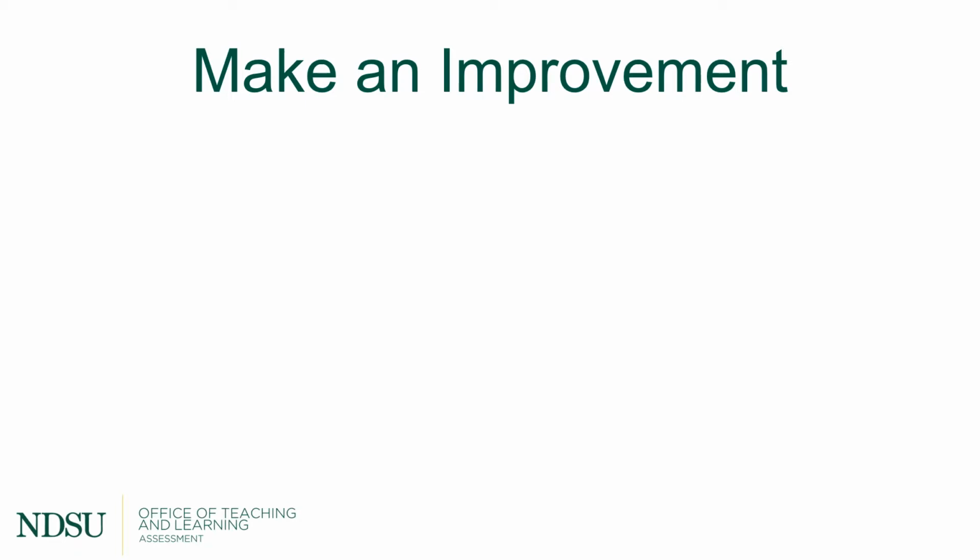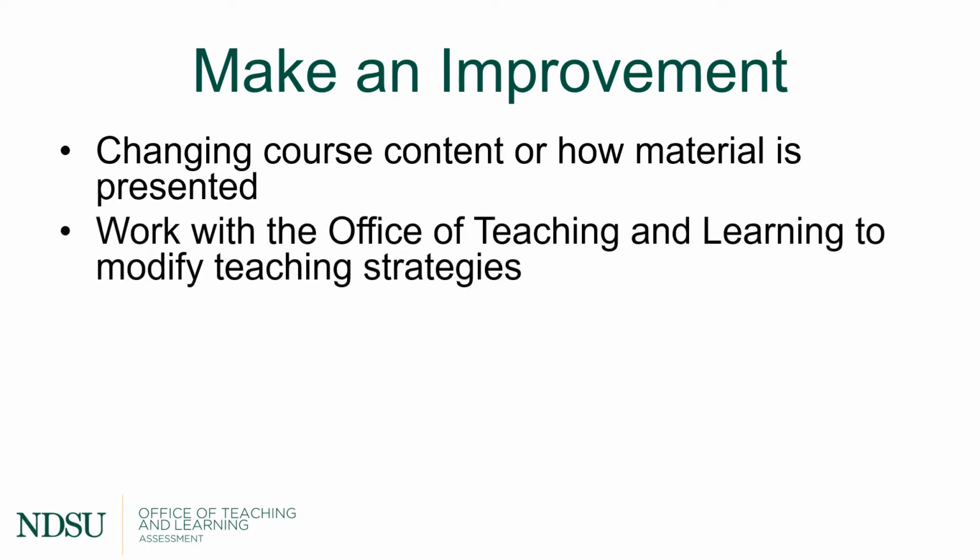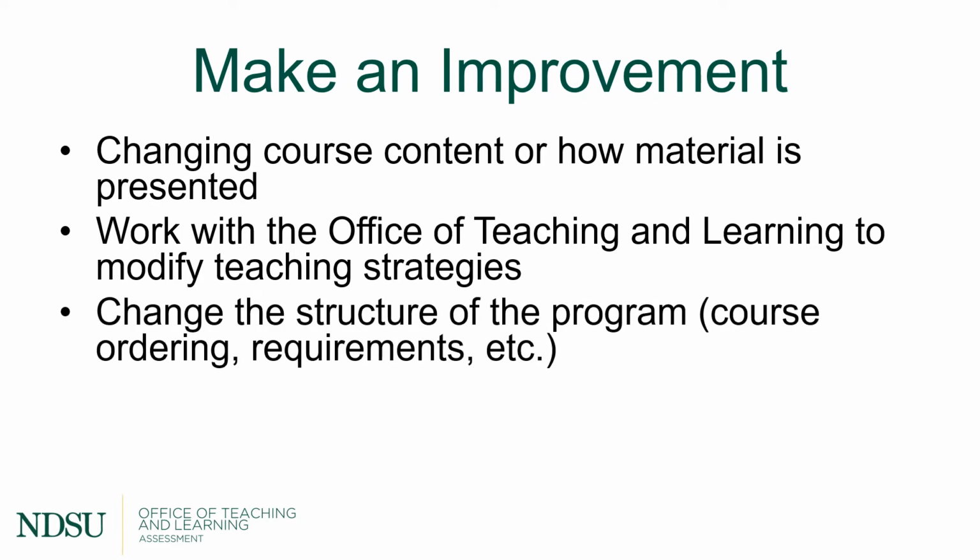Next, if your discussion leads you to make a decision to make an improvement, go for it. This can include obvious changes like modifying course content or how material is presented in courses. You could also work with the Office of Teaching and Learning to try some new teaching strategies. Or you might think about changing the structure or requirements in the program. Are the courses in the correct sequence? Are the correct courses offered?